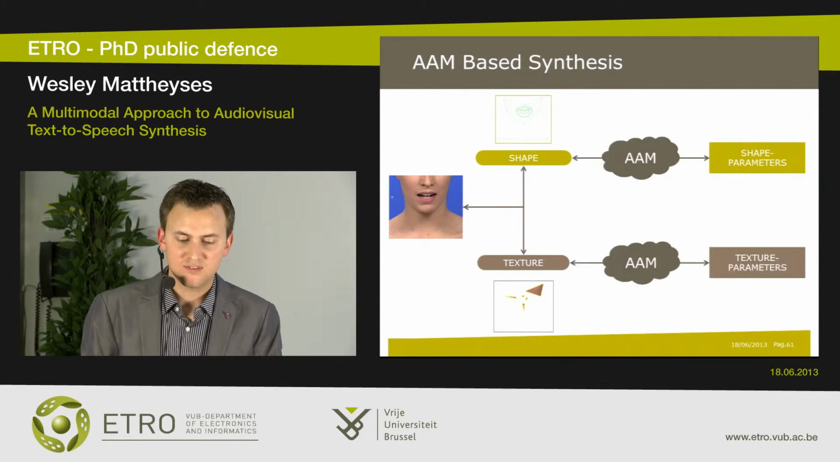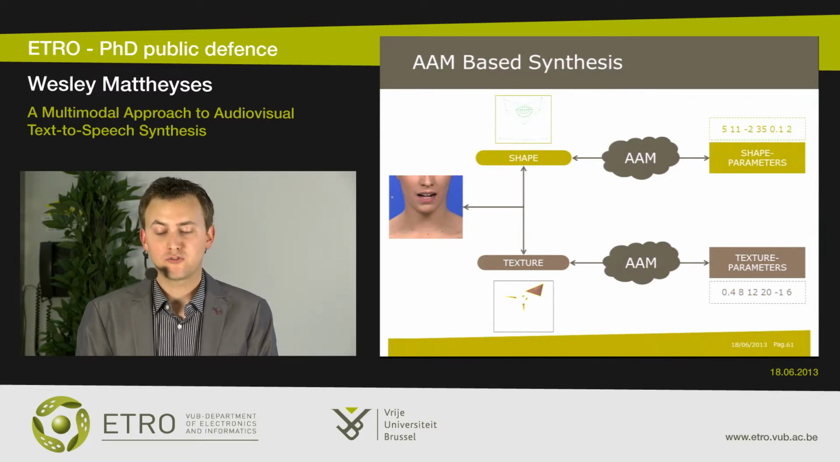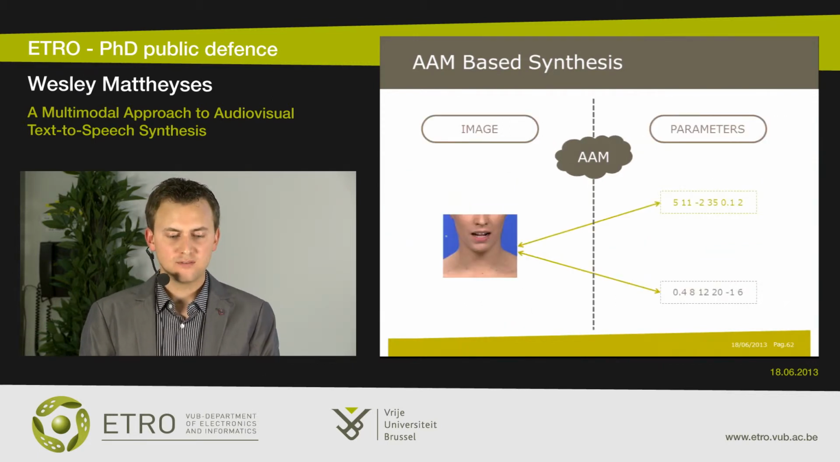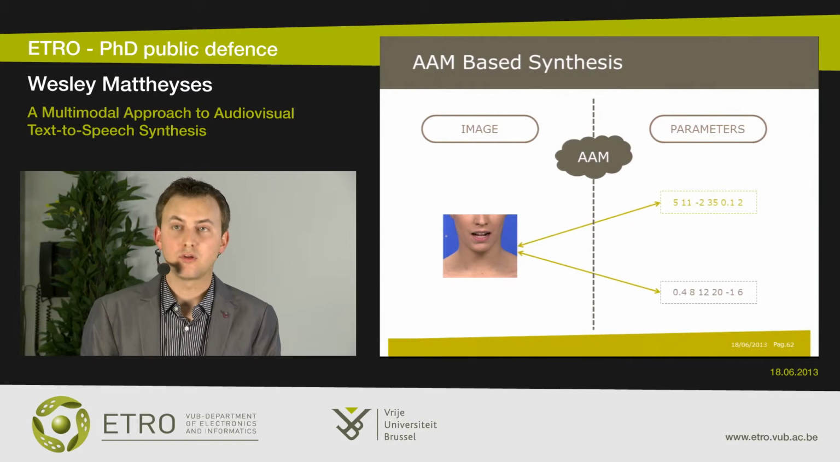So our original image can be represented by shape information and texture information. And now an AAM is able to separately parameterize the shape information and this texture information. So at the end, we just have parameter values, so just two sequences of numeric values. So summarized, using an AAM, I can go from image information to parameter information, and of course also the other way around.